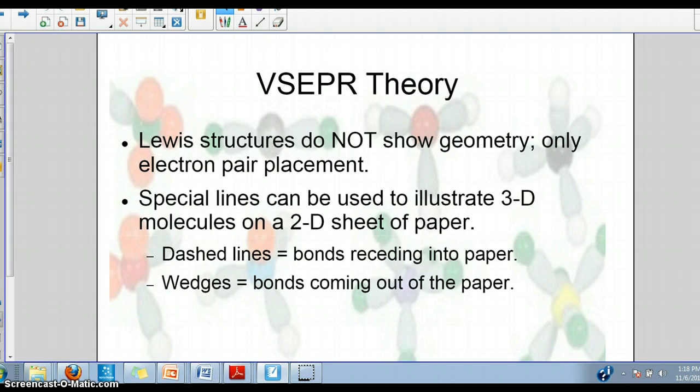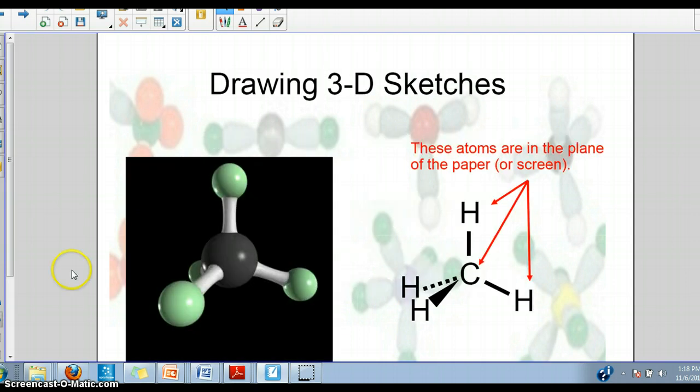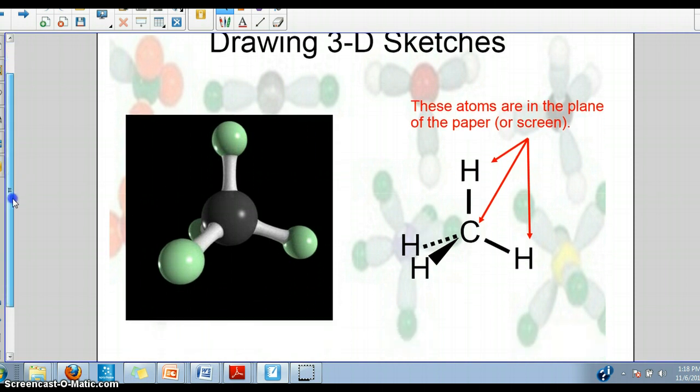All right, we've been drawing Lewis structures so far, but they don't show us geometry. They only show us the arrangement of the electron pairs. But we can use special lines to illustrate 3D molecules on a 2D sheet of paper. Dashed lines will be bonds that are going into the paper, and wedges will be bonds that are coming out of the paper. So if you look here, we have a 3D molecule.